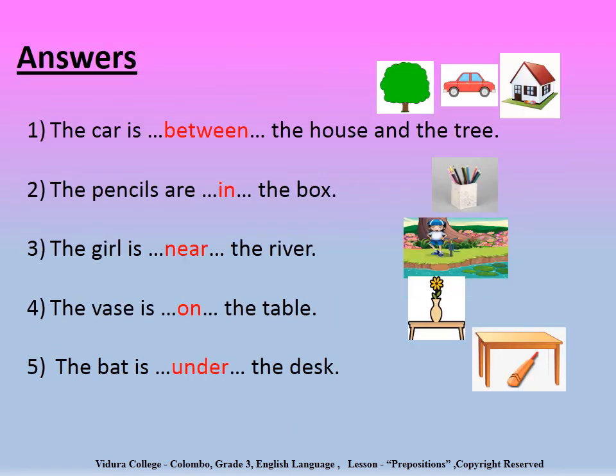Now let's look at the answers. Number 1. The car is between the house and the tree. Number 2. The pencils are in the box. Number 3. The girl is near the river. Number 4. The vase is on the table. Number 5. The bat is under the desk.